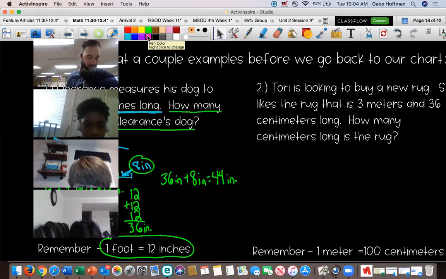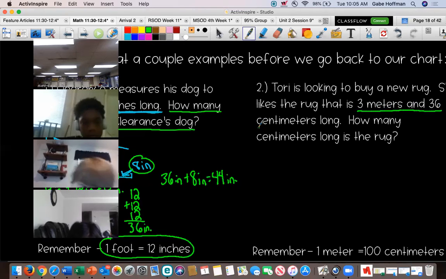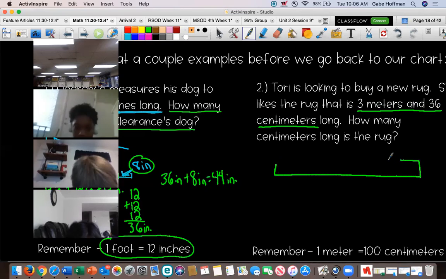It says the rug is 1 foot. Well, look at the problem on the screen. There's 3, right? Not feet. What does it say? I'm underlining it right now. It says 3 meters and 36 centimeters long.